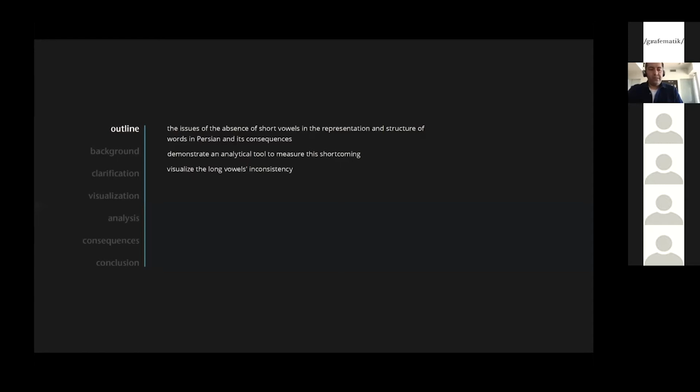In this presentation, first, I will introduce the issues of the absence of short vowels in the representation and the structure of words in Persian orthography and its consequences. Then I will demonstrate an analytical tool to measure the shortcoming and visualize the long vowels inconsistency.